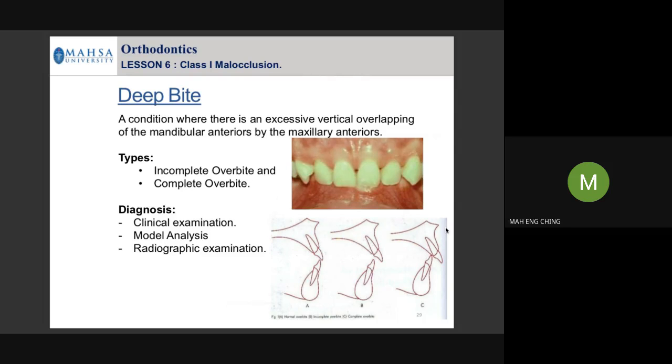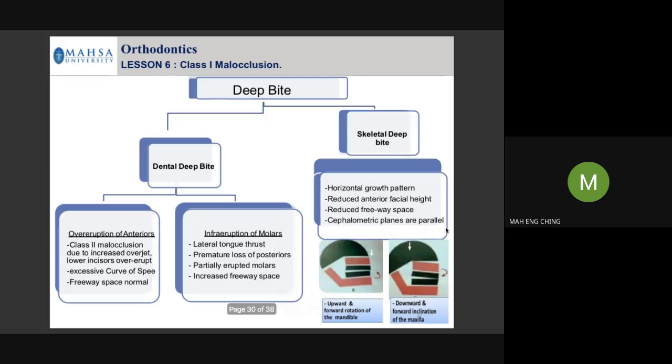Deep bite is very common. So for deep bite, you have to identify whether it is a skeletal deep bite or a dental deep bite. Then you treat it with a different method.